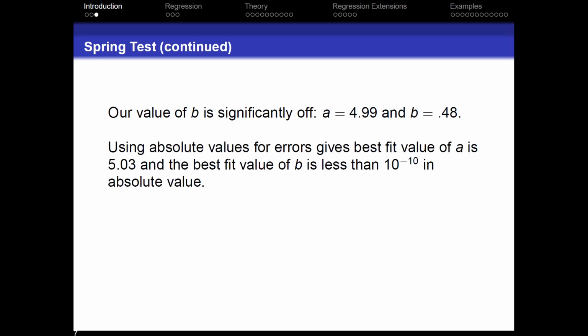If instead we use the absolute values, we would get a best fit value of A is 5.03, not bad, still very close to 5. And the best fit value of B would be less than 10 to the negative 10. 10 to the 9 is a billion. So we're talking about an error of less than 1 part in 10 billion.